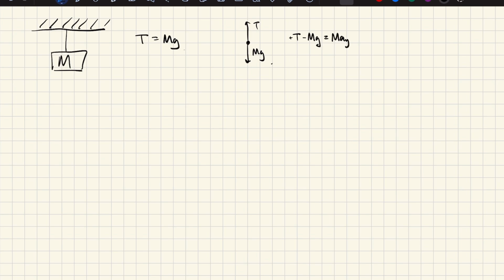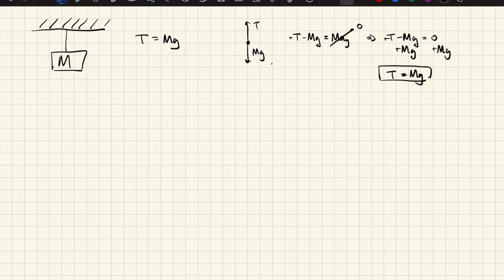We have the identical constraint, right? This object is still not accelerating, and so we can vanish the right-hand side of this equation. And once we have that, we can then solve our equation as before by adding Mg to both sides. And we find that the tension is equal to capital Mg, which is hopefully what you predicted before. And if not, that's totally fine too.